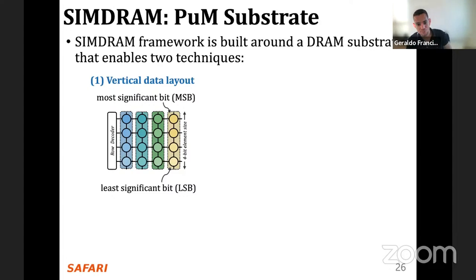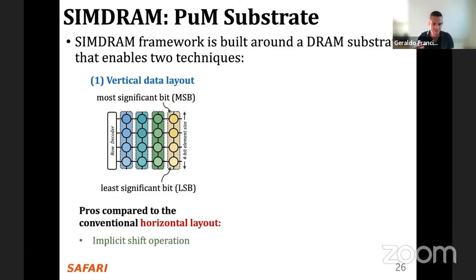And why are we going to do that? Because prior works have shown that by doing so, we can do bit shifting quite efficiently without the need of adding extra logic to shift elements across bit lines. So the first benefit of this is this implicit bit shift operation. And also now we can see each bit line as an individual SIMD lane, or an individual single instruction multiple data engine, that we can leverage to do computation.